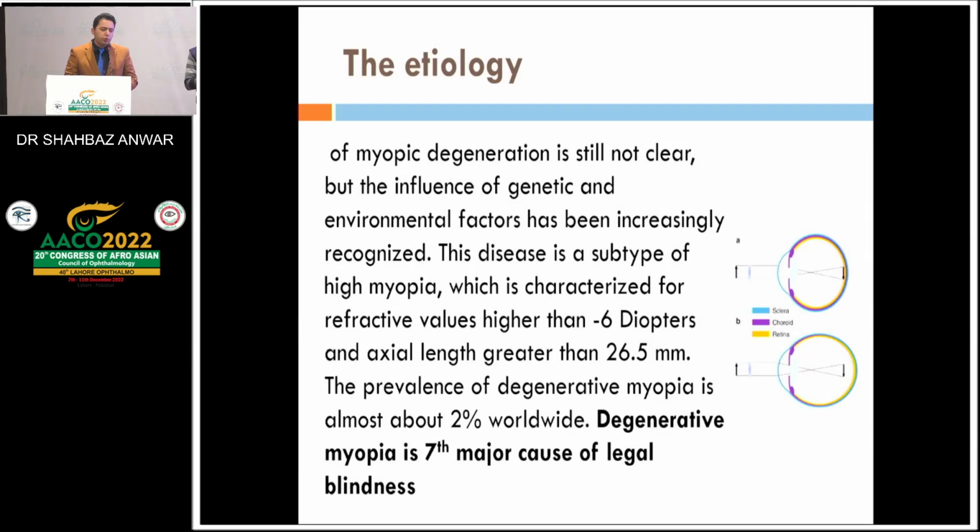The etiology of myopic degeneration is still not clear, but the influence of genetic and environmental factors has been increasingly recognized. This disease is a subtype of high myopia, which is characterized by refractive values higher than -6 diopters and axial length of greater than 26.5 millimeters. The prevalence of degenerative myopia is about 2% worldwide. Degenerative myopia is the seventh major cause of legal blindness.